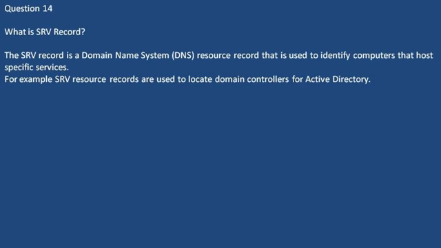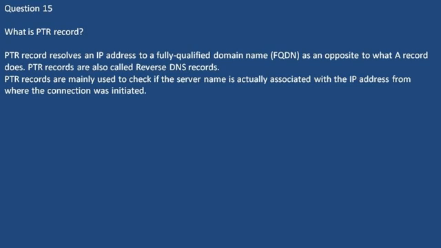Question number 14. What is SRV record? The SRV record is a domain name system DNS resource record that is used to identify computers that host specific services. For example, SRV resource records are used to locate domain controllers for Active Directory.